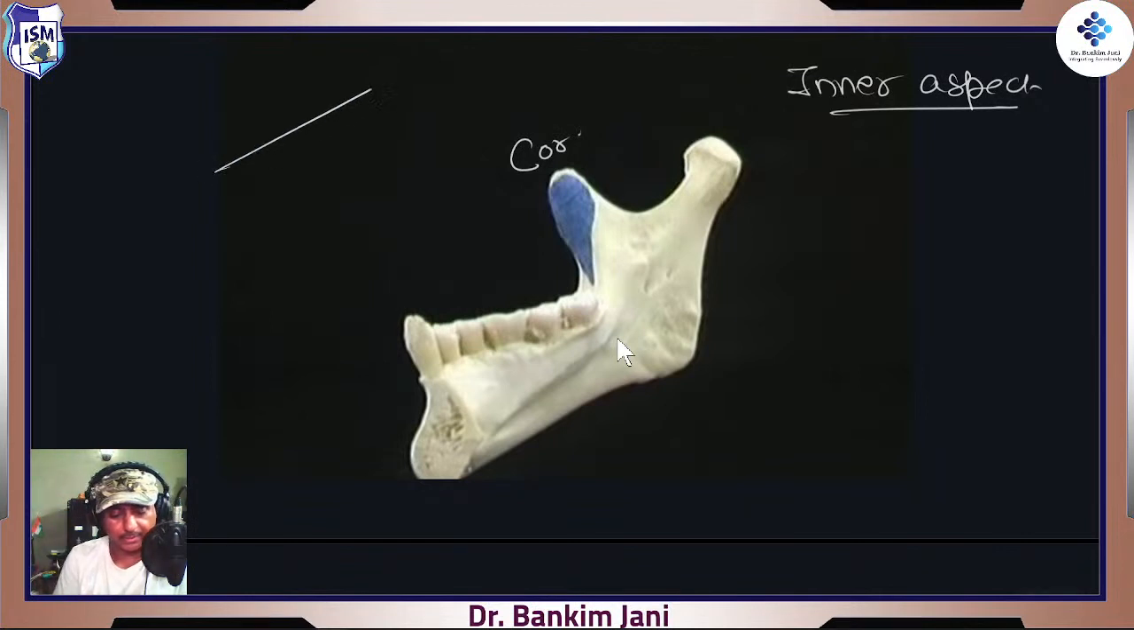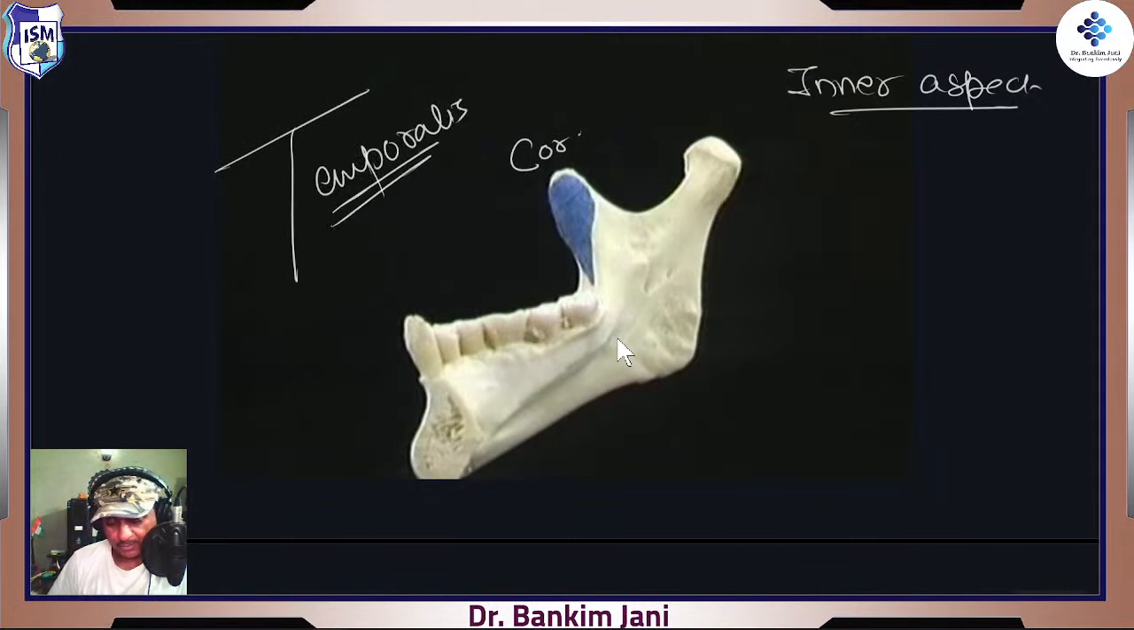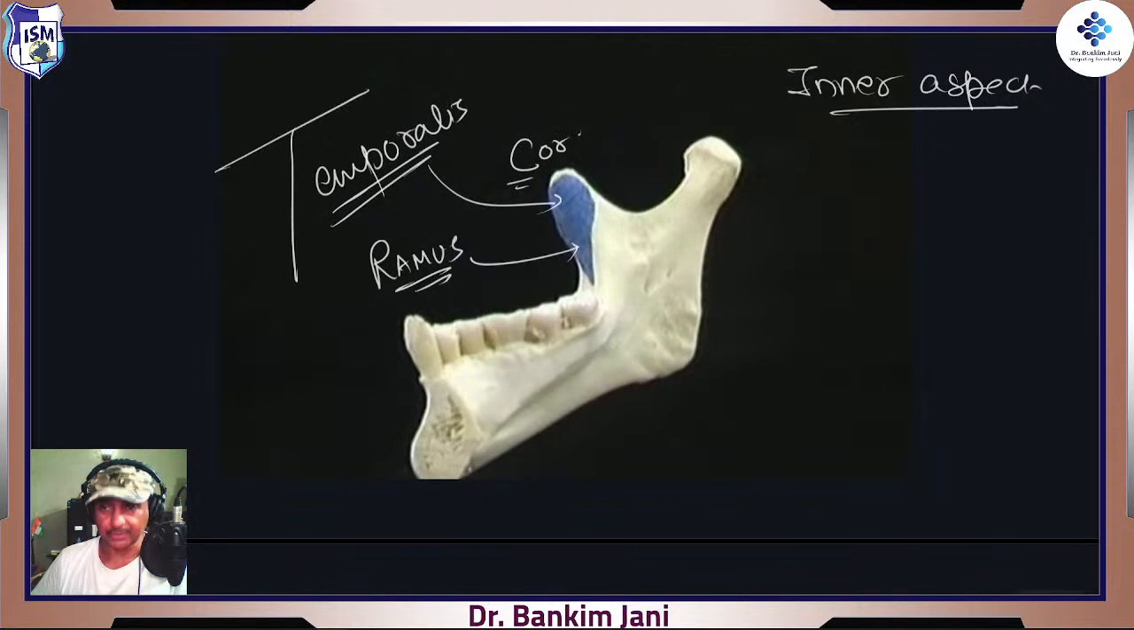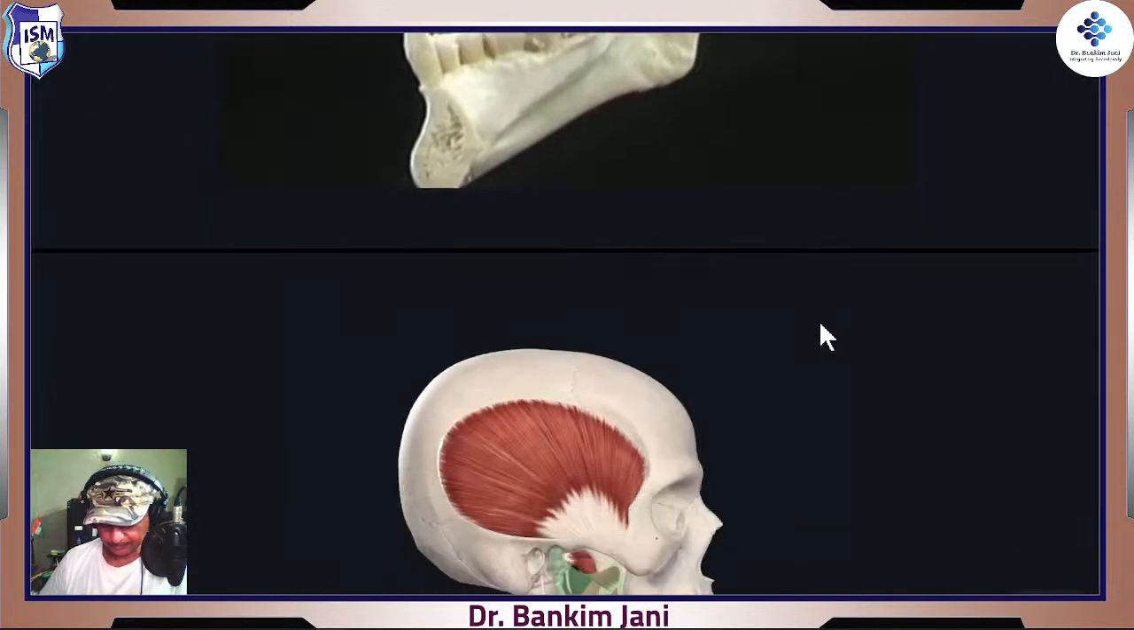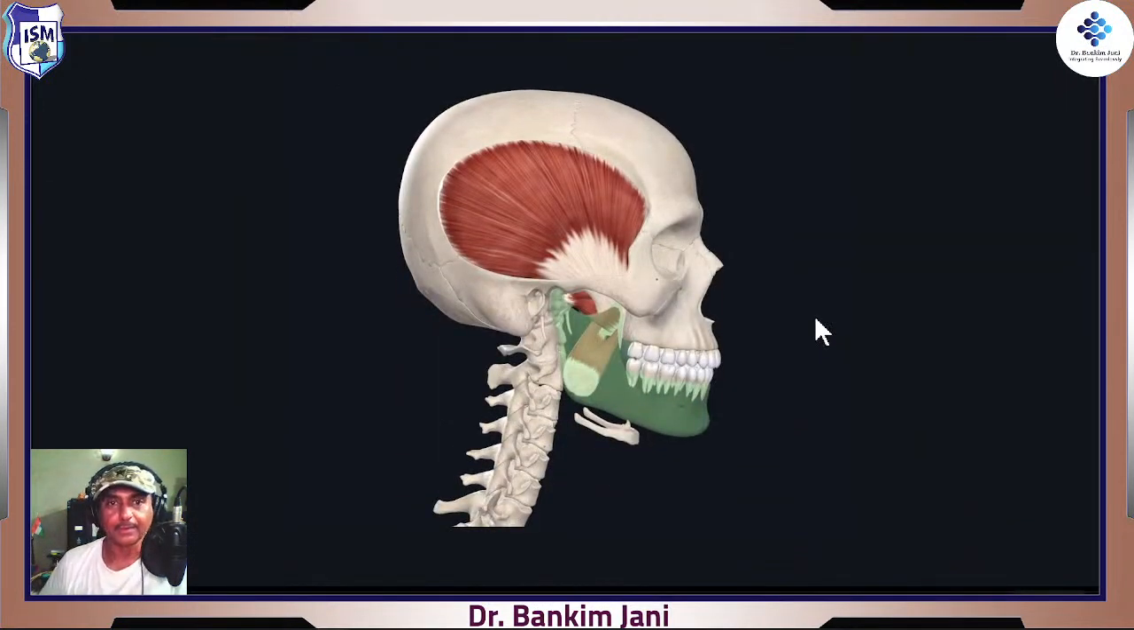This is where the temporalis inserts over here. Not only that, this is the ramus, so it is connected to the coronoid process and also to this ramus, thus giving extra strength. So it is connected to the ramus, on the inner side, right? So that's the insertion. So now we have added the third muscle, right?